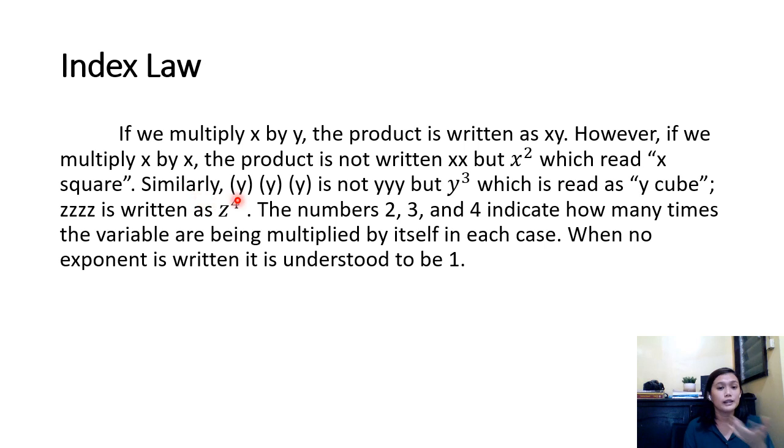Similarly, if you need to multiply y times y times y, it is not written as yyy, but we write it as y raised to 3, which is read as y cubed or y raised to 3, okay? And also, for z multiplied four times, we write it as z raised to 4. So the numbers 2, 3, and 4 indicate how many times you multiply your variable by itself.